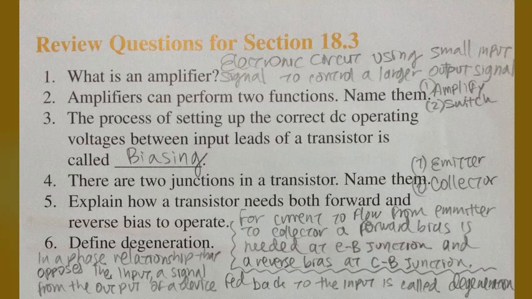Review questions for section 18.3. Question 1. What is an amplifier? It is an electronic circuit using a small input signal to control a larger output signal. Question 2. Amplifiers can perform two functions. What are they? One is to amplify and two is to switch. Question 3. The process of setting up the correct DC operating voltages between input leads of a transistor is called biasing. Question 4. There are 4 junctions in a transistor. Name them.